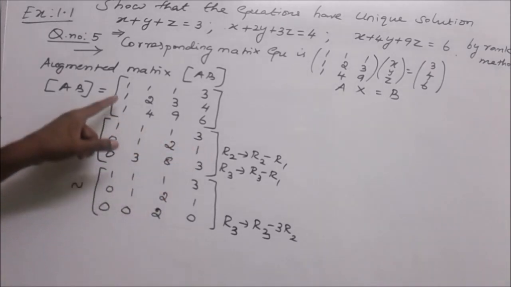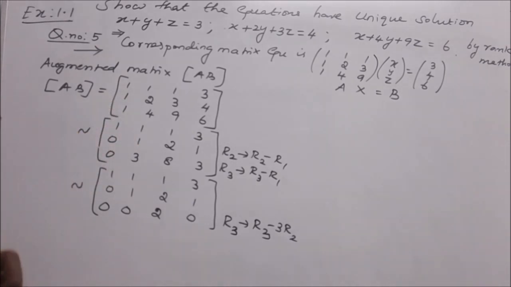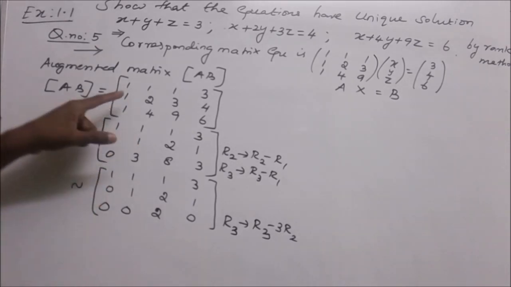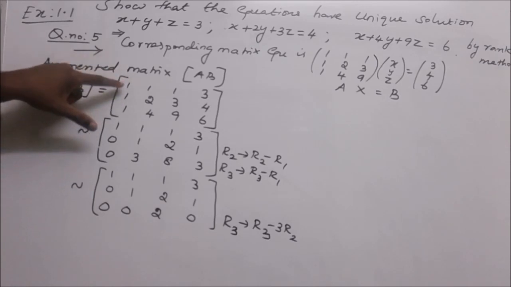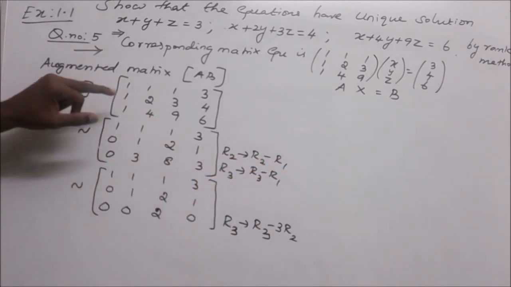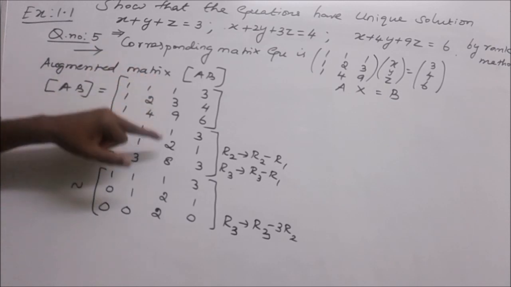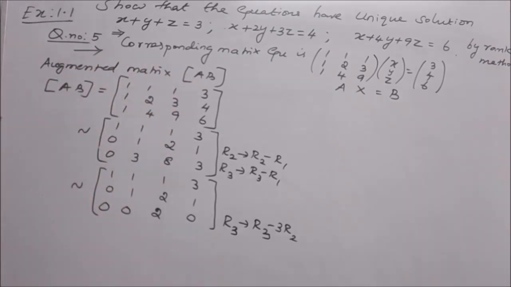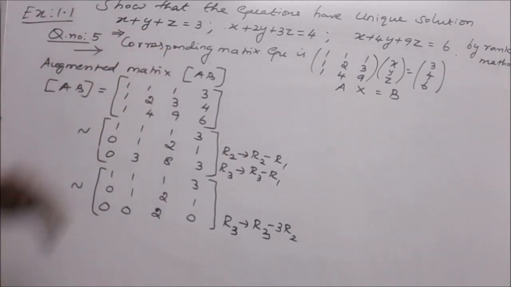Now, our next priority is to make this element 0 to form the echelon form, the triangular form. So I am choosing again the first row and second row. R2 becomes R2 minus R1. 1 minus 1 is 0, 2 minus 1 is 1, 3 minus 1 is 2, 4 minus 3 is 1. There is no change in the first row, just keep the same values in the first row.